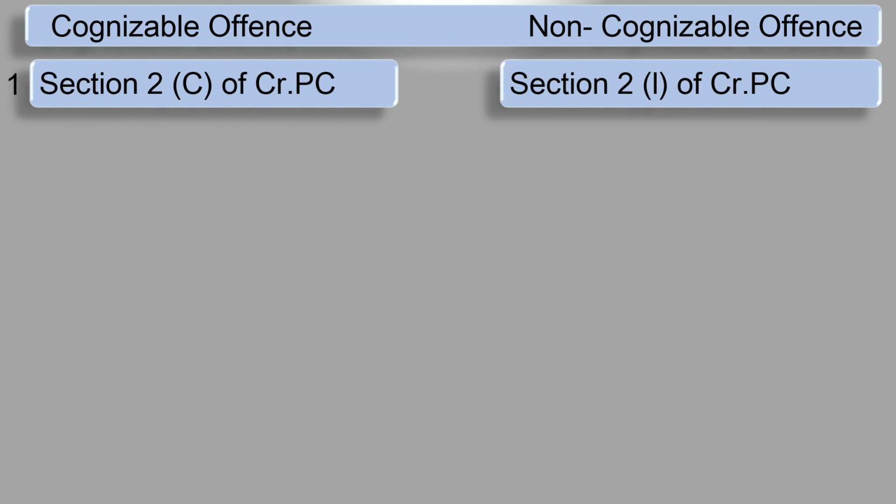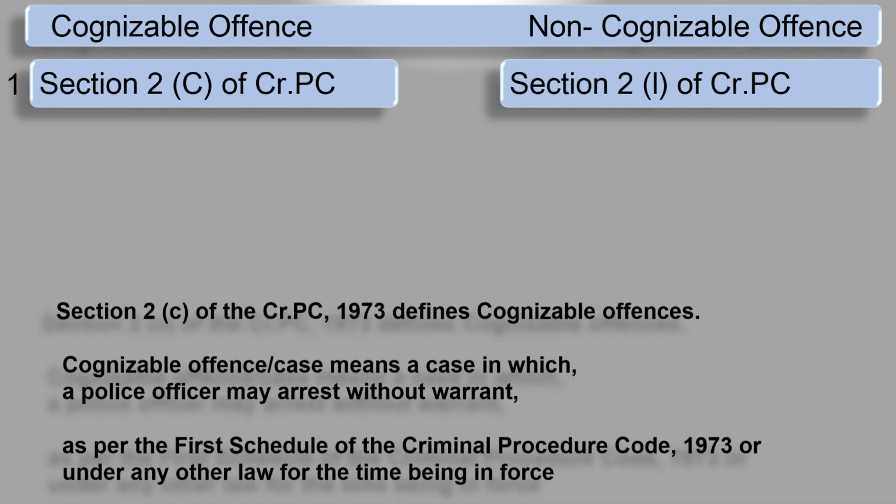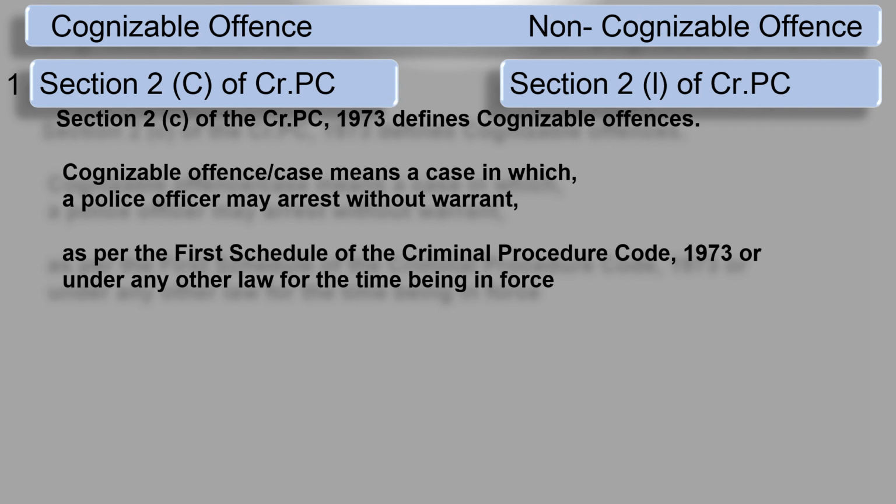To begin with the differences between the two, the cognizable offenses as given in subsection C of section 2 says that it defines cognizable offenses. Cognizable offenses or cases means a case in which a police officer may arrest without warrant as per first schedule of the Criminal Procedure Code 1973 or under any other law for the time being in force.